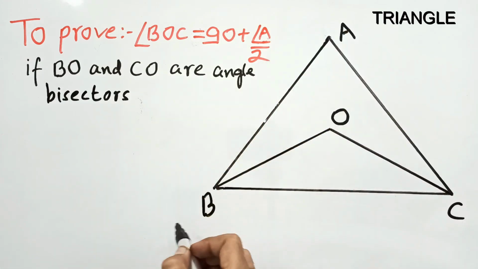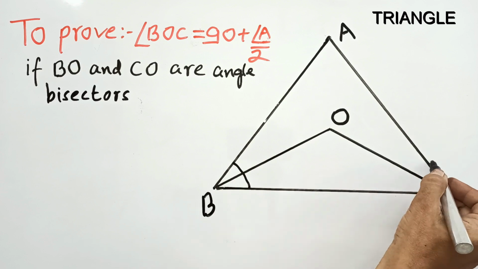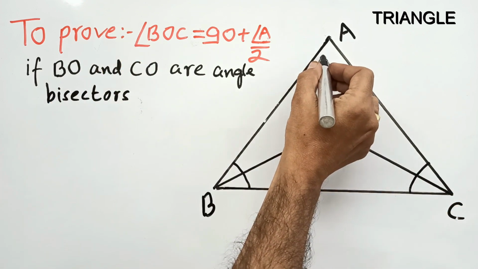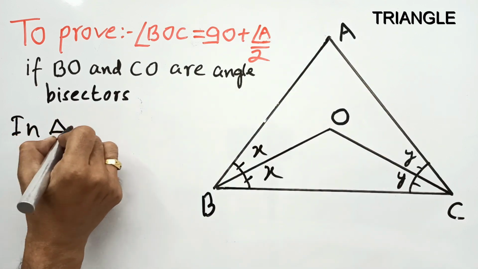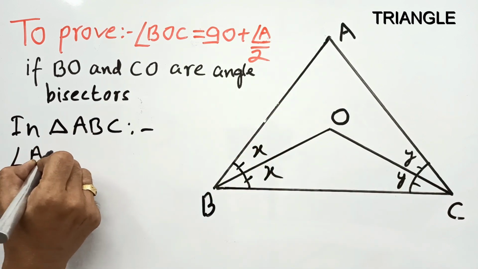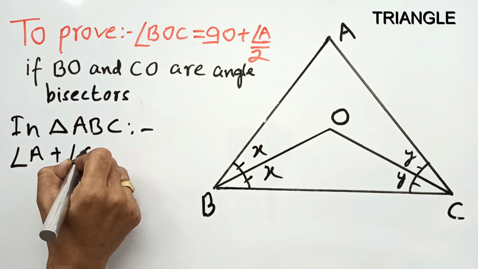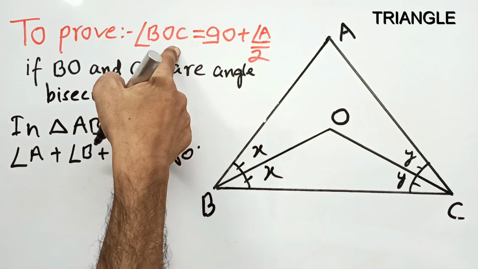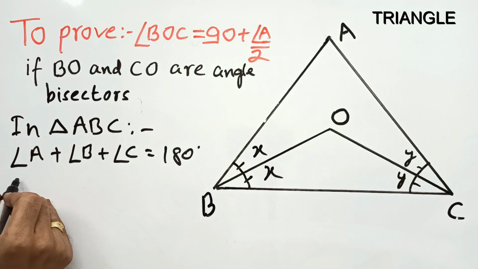In a triangle ABC, BO and CO are angle bisectors of B and C. We need to prove that angle BOC is equal to 90 plus A by 2 in triangle ABC. Angle sum property: angle A plus angle B plus angle C is equal to 180 degrees. In geometry, we have to keep an eye on the to-prove part. We need here A by 2, so let us divide the whole expression by 2.